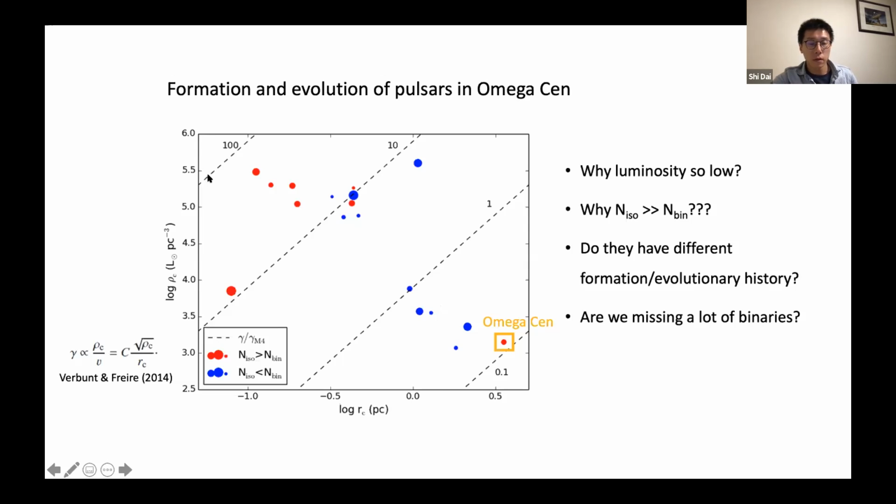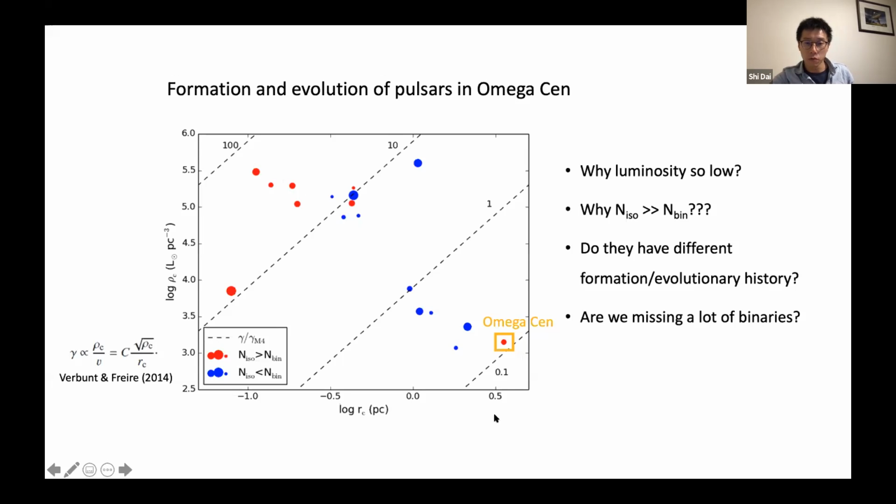And the dashed lines I'm showing here are the so-called gamma parameter, which characterizes the encounter rate per source in the cluster. So you can see that all the clusters with more isolated pulsars tend to have very large gamma, while those with more binary systems have much smaller gamma. And the theory is that for systems with very large gamma, or high encounter rate per source, binary systems were disrupted during the evolution. So that perfectly explains this distribution of clusters.